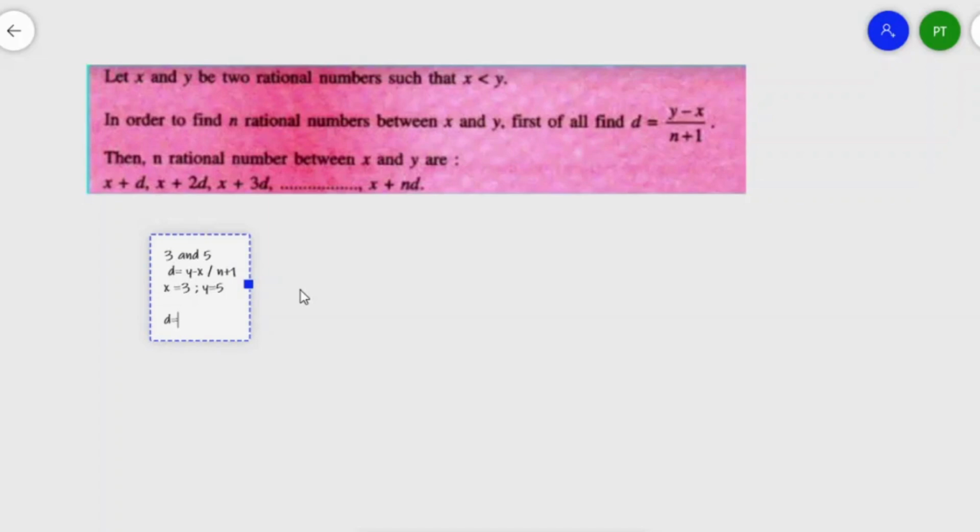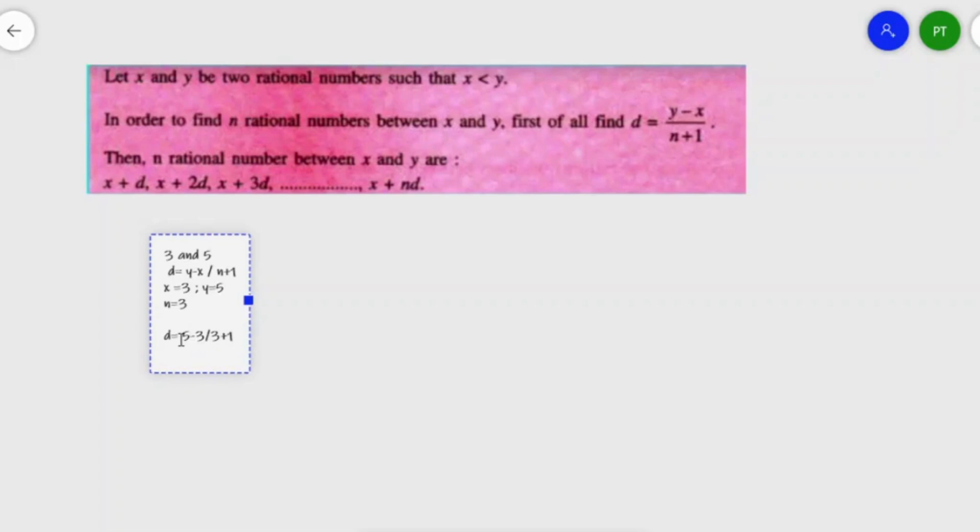Since we have to find 3 rational numbers between 3 and 5, it can be anything, okay? So I'm putting the question as 3 rational numbers. Since we have to find 3 rational numbers between 3 and 5, I will put my n as 3. If it is finding 4 rational numbers between 2 numbers, it should be 4. Okay, so let's do d is equal to (y minus x) by (n plus 1). So y is 5 minus 3 by n plus 1, which will be 3 plus 1.